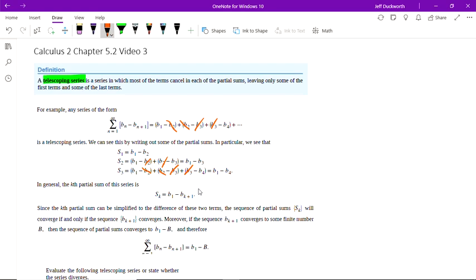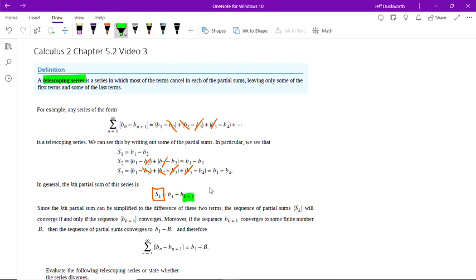And then they give us the general, the kth partial sum. So the sum when n is k, S_k, that's this notation here, is equal to b1 minus b subscript k plus 1. Excuse me, k plus 1, not k minus 1.